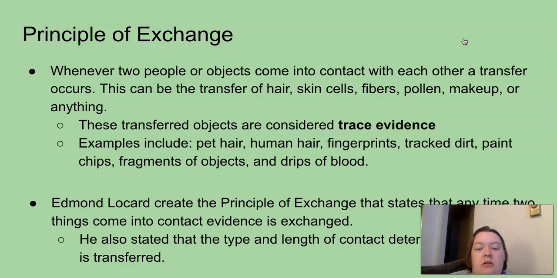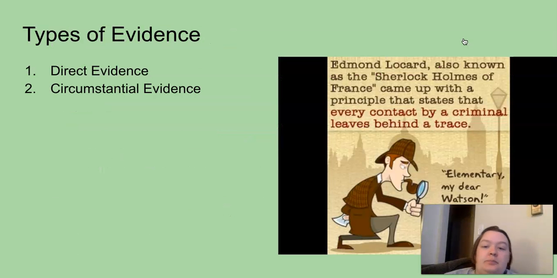Paint chips: car accidents can lead to paint chips being exchanged. And it can kind of give a history of where a person has been, what they've done. And the same goes for objects. So there's going to be two types of evidence that we're going to talk about, and we're going to practice this a little bit in class next week.